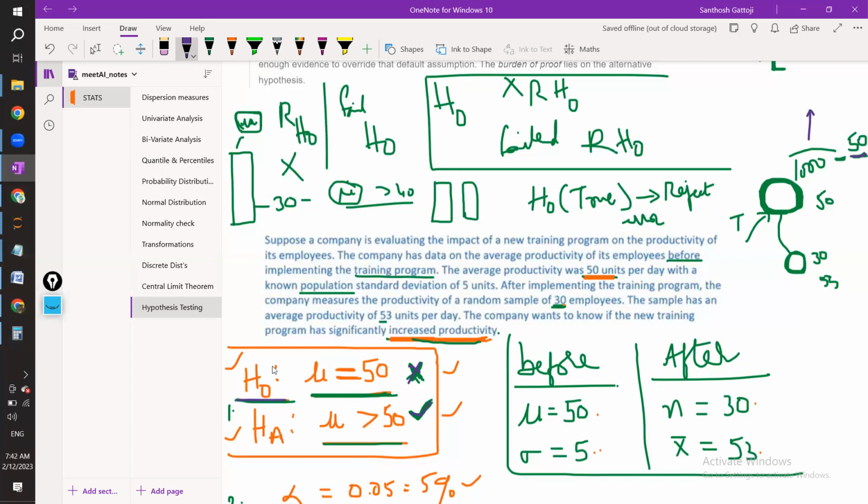After the training, these both are after the training only. The company is asking if the new training is having an effect. I don't know whether it will have an effect or not. So that's why I will take one null and I will say, hey, assume that even after the training also, the mean is the same 50. But the alternate will say, hey, no, after training, it is greater than 50. Is that clear?